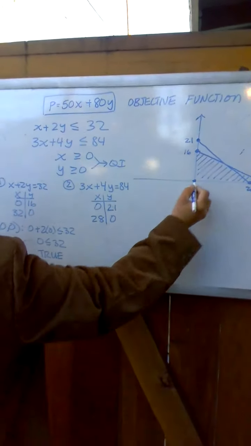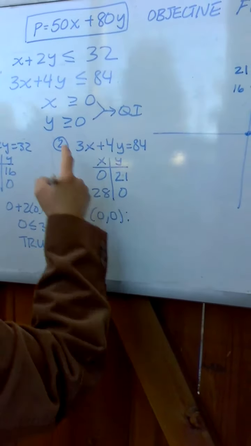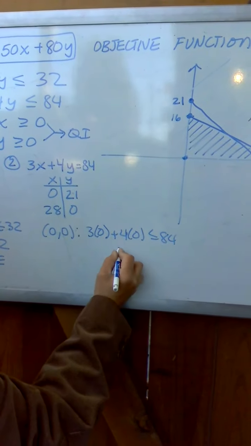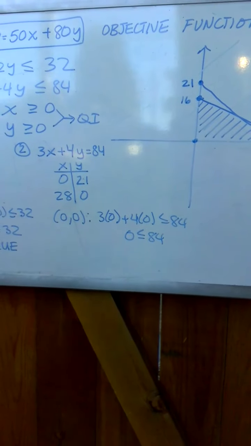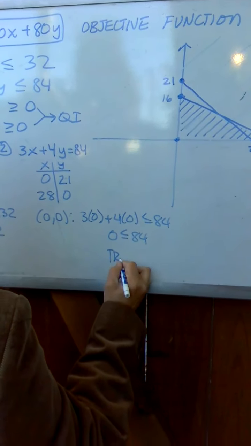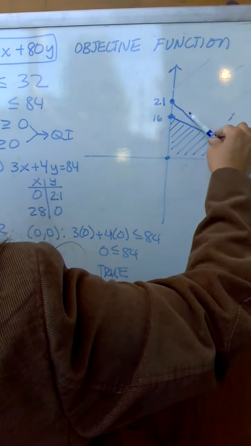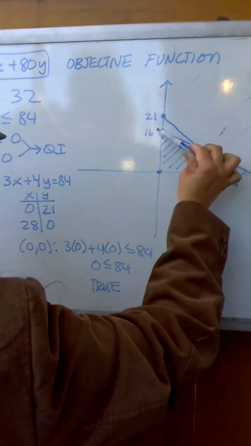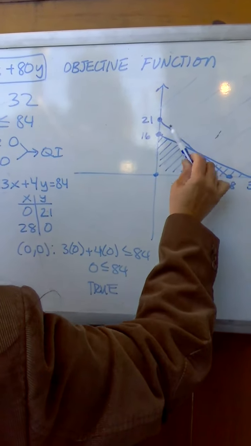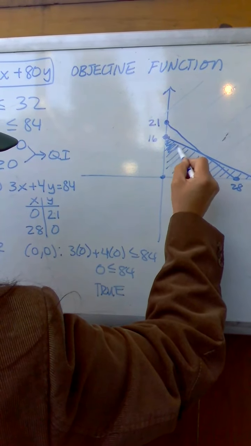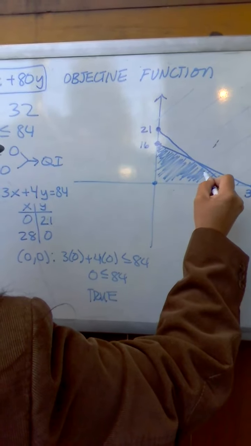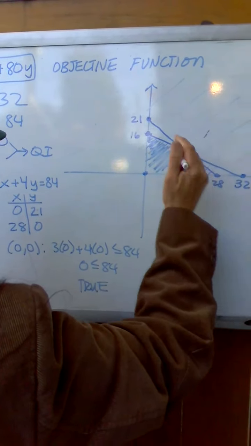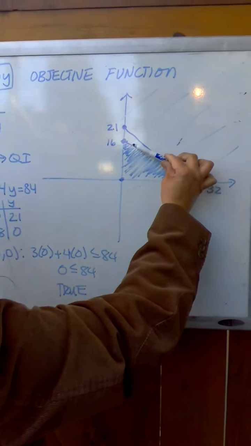Okay, 0, 0 is available. So when I check 0, 0 in this inequality, 3 times 0 plus 4 times 0 is less than or equal to 84. So 0 is less than or equal to 84. True or false? That is true. So where should I shade? Below. Okay, below, but I don't need this little sliver right in here, because I'm trying to look for where they're going to overlap. They start overlapping right in here, and all of this right here. And I don't need this bottom sliver either, because I have to stay below this line and below this line.